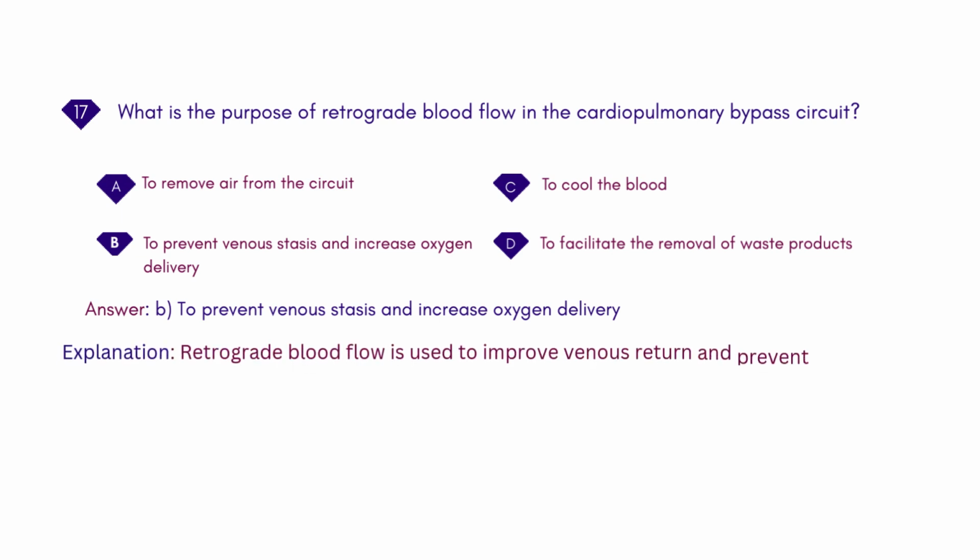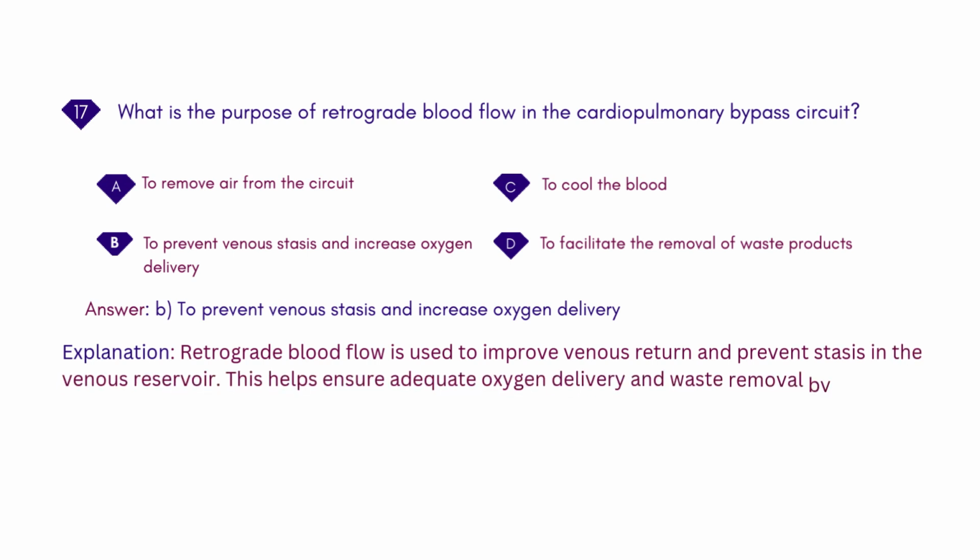Explanation: retrograde blood flow is used to improve venous return and prevent stasis in the venous reservoir. This helps ensure adequate oxygen delivery and waste removal by maintaining proper circulation throughout the procedure.